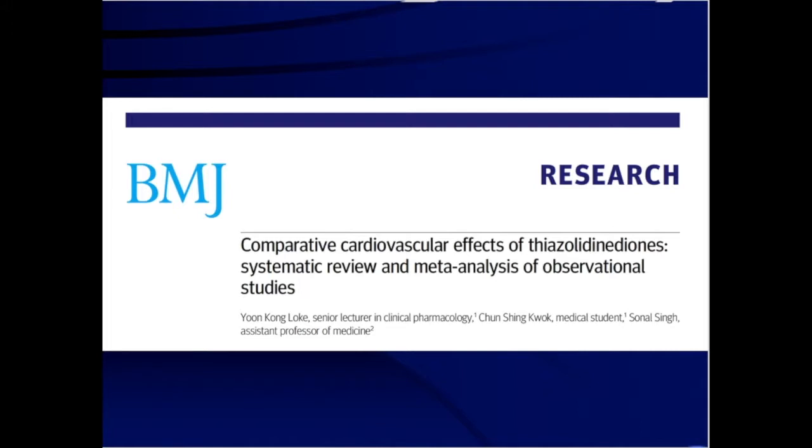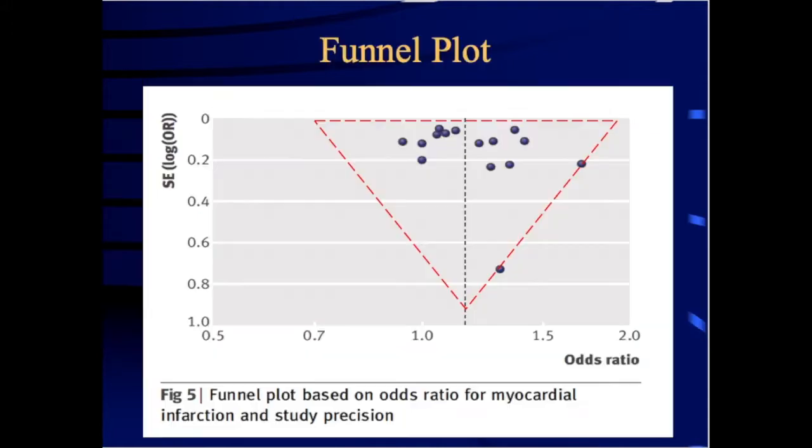So here's an example of the meta-analysis I alluded to earlier, comparative cardiovascular events of thiazolidinedione, a systematic review and meta-analysis of observational studies by Loke. What I want to show you here is the funnel plot with this study. The funnel plot is a way to assess publication bias. Each dot on this funnel plot represents a study with its outcome.